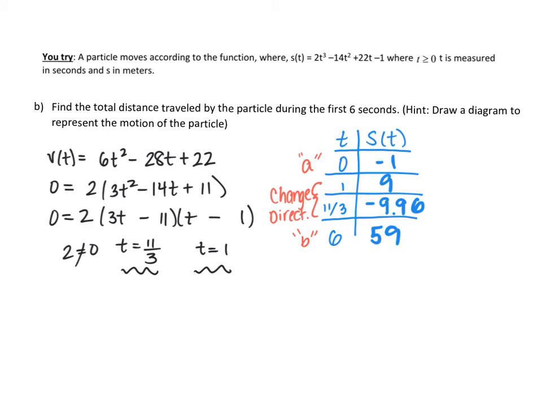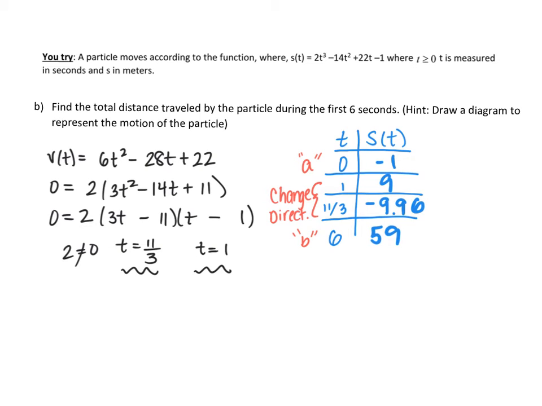So I remembered from the last problem, A is 0, my first term. B is my second, or last term rather, which is 6 seconds. And in the middle is where it's changing direction, which is 1 and 11 over 3. 1 is smaller than 11 thirds, so I put that first.